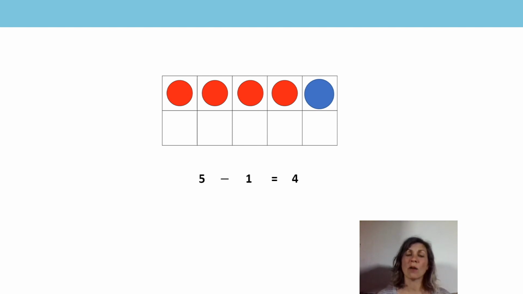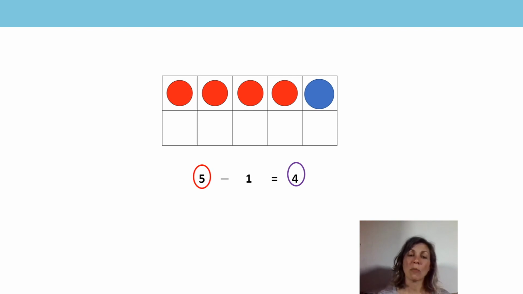What does the 5 represent? Yes, the 5 represents the 5 counters I have all together. And what does the 1 represent? The 1 represents the 1 blue counter. And what does the 4 represent? Yes, the 4 represents the 4 red counters. And I know that when I subtract 1, the difference is 1 less than the minuend.